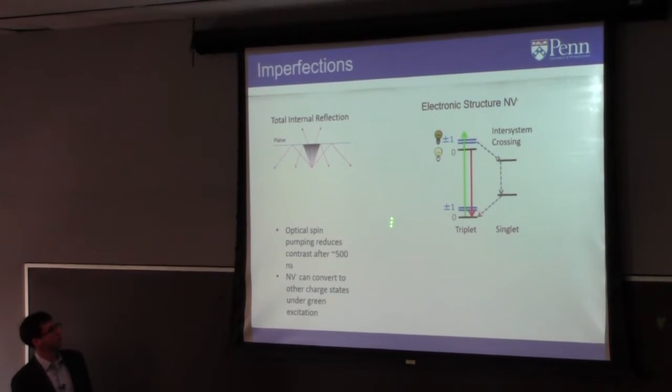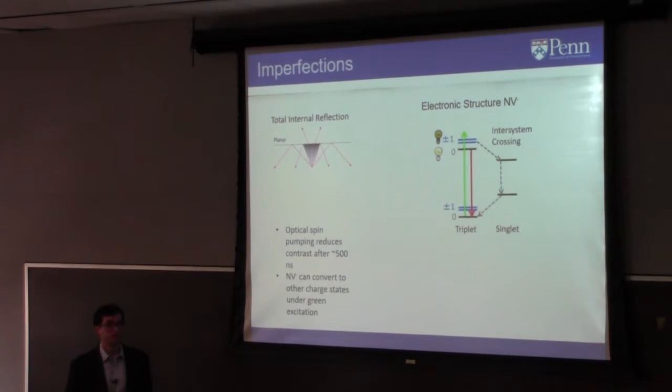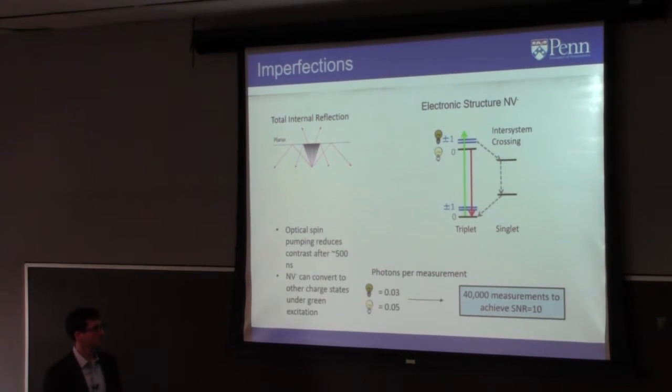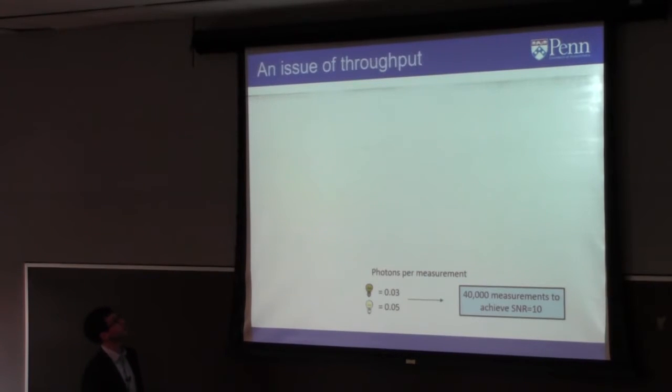And there are other charge transitions that occur. This green light can actually eject an electron from the NV center and convert it to a neutral charge state. So all of these sort of combine so that when we perform a single measurement, for the dark state, we measure 0.03 photons, and for the bright state, 0.05 photons. So in order to get something like a signal-to-noise ratio of 10, which is usually a pretty good benchmark, you have to repeat your experiment 40,000 times. And this becomes very challenging when what you're doing takes a long time.